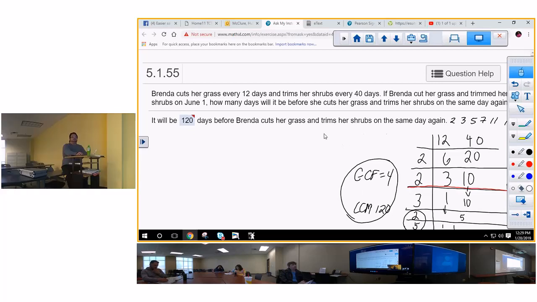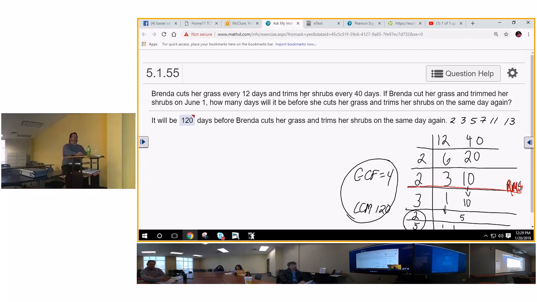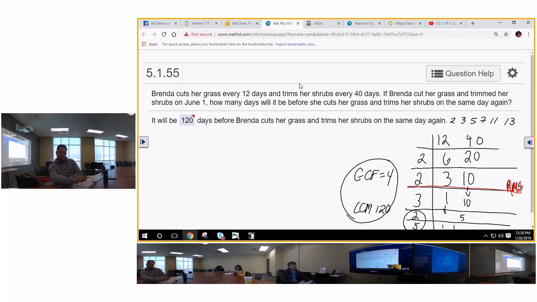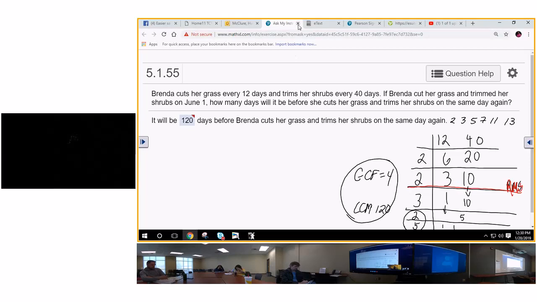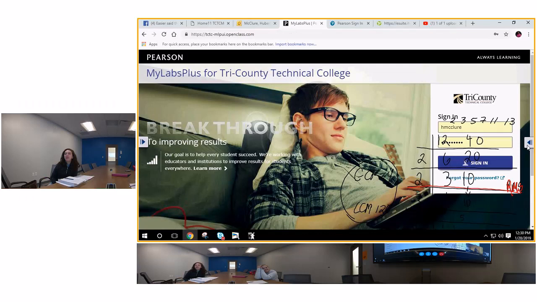But how many days will it be before she cuts her grass and trims her shrubs on the same day again? Anytime a student reads this question, you know what they say to themselves? WTFC. That's what they say. Okay, y'all can figure it out. They're going to do like me and just skip it. Yeah, just don't do it.